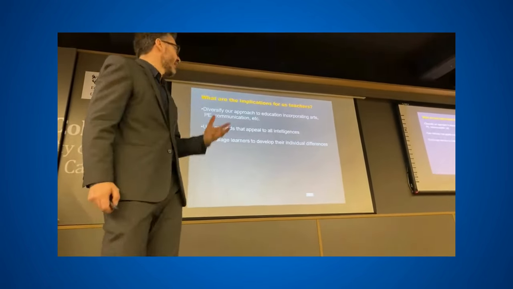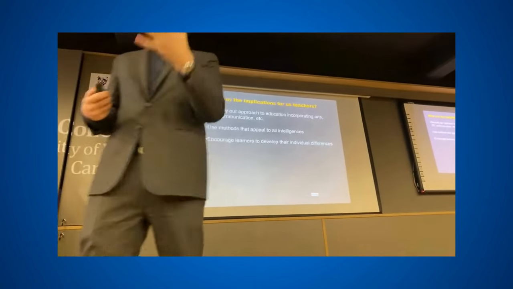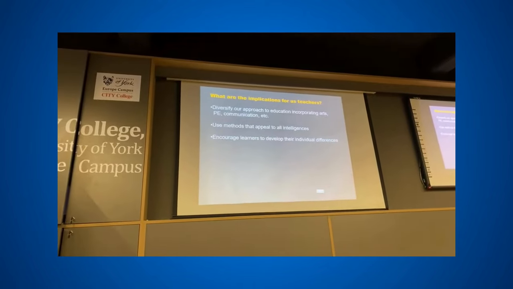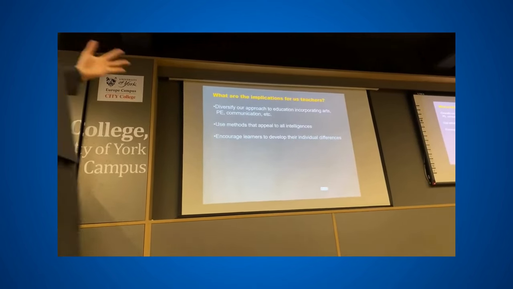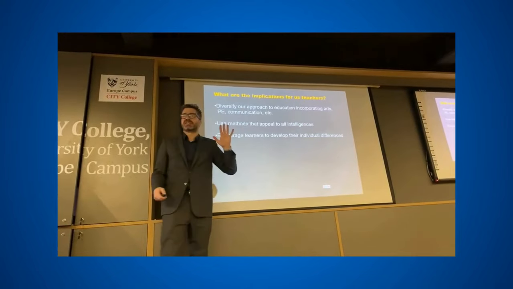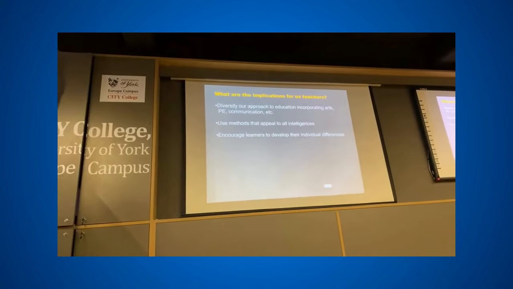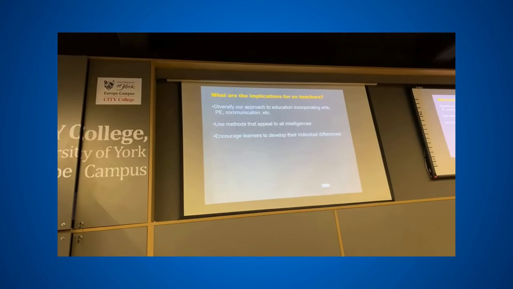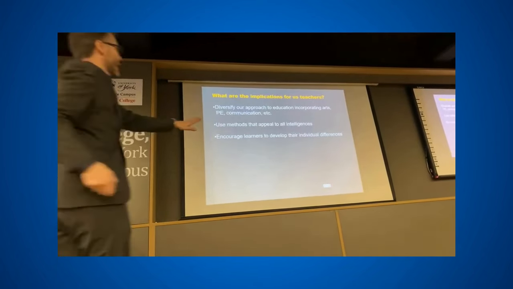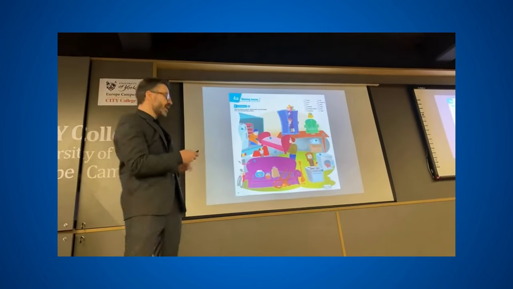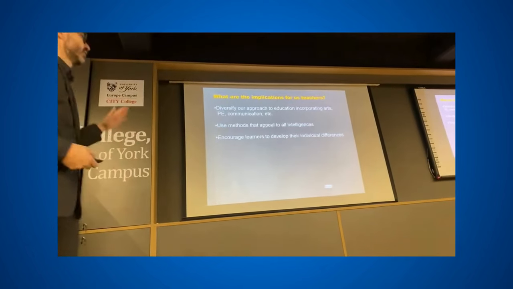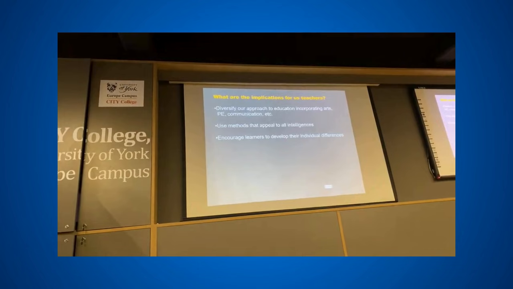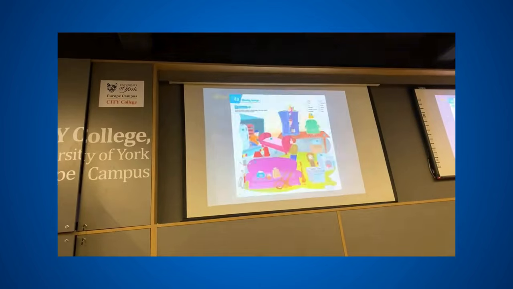Diversify your approach, okay? In other words, in your English lesson, try to have a little bit of art, okay? An art lesson, but in English, all right? Try to use methods that appeal to all the intelligences, you know, like for the logical type of learner, okay? For the socializer that likes to do pair work, single work. Encourage their own different individual differences, okay? So if you know that your students like to be doing things in pairs, have them work in pairs, okay? Have them work in groups, and so on.